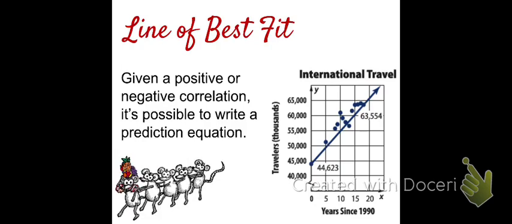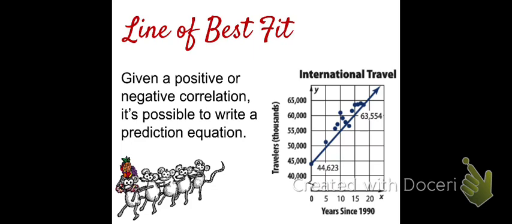Each point on the scatter plot represents a piece of data. So for example, this point right here is saying that 5 years since 1990, so in 1995, there were about 52,000 travelers. So each point represents a piece of data, and we can draw a line of best fit that generally goes through those points. It doesn't connect all the dots, but generally goes through those points. And that line of best fit then can predict the travelers in the future.